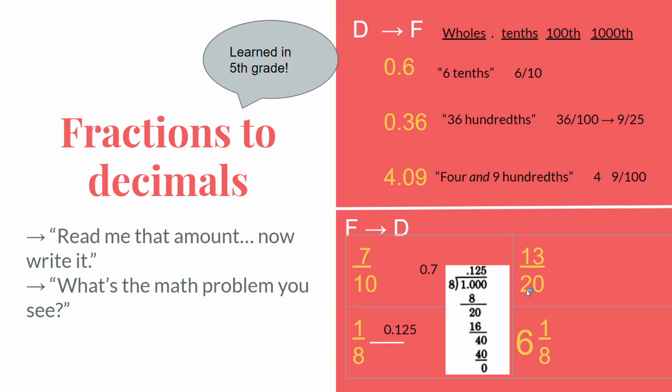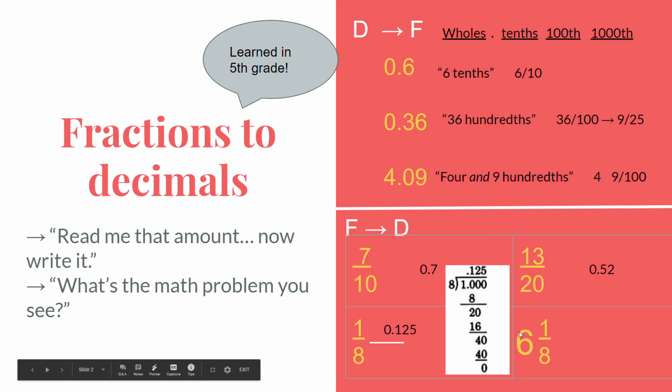13/20. I can turn 20ths into hundredths. I would just multiply the top and the bottom by 5. Or I can do 13 divided by 20. Either way, I will get 0 and 52 hundredths. Here again, whole numbers, a little bit tricky. Sometimes they just don't know what to do with them.